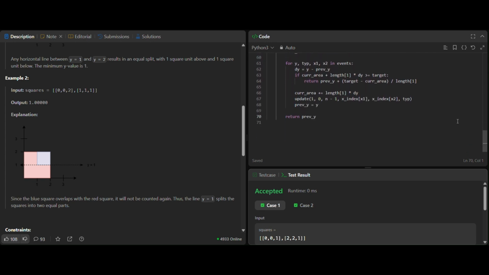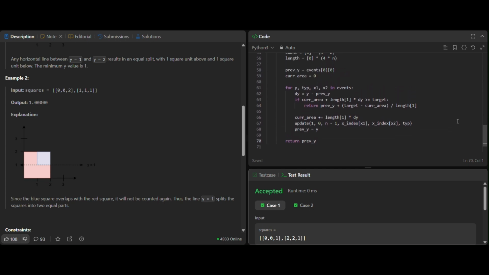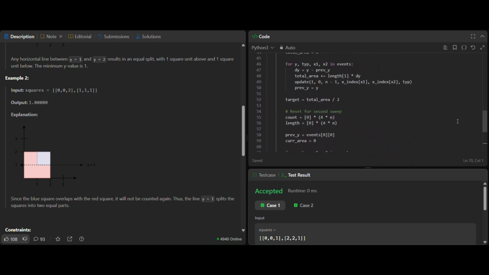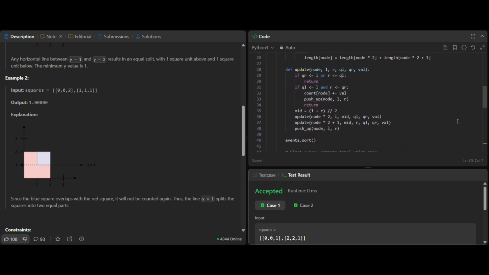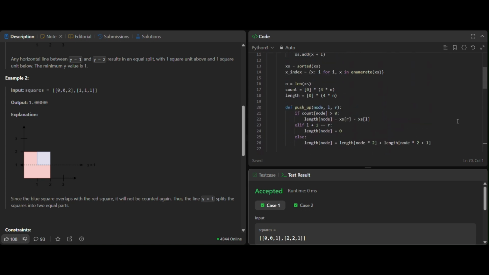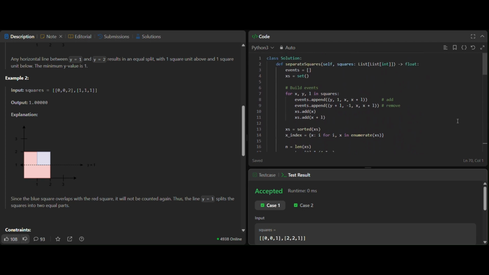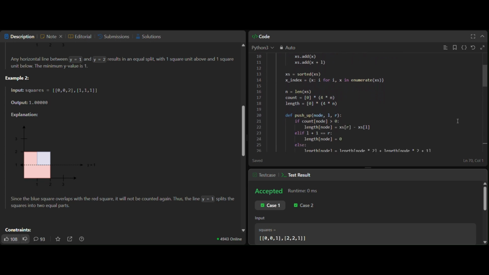Common mistakes and edge cases. Counting overlapping square areas multiple times. Forgetting union logic. Incorrect segment tree interval updates. Using integer math instead of floats. Too few binary search iterations. Wrong search bounds. This problem combines binary search on a continuous answer with union area computation using sweep line and segment tree.